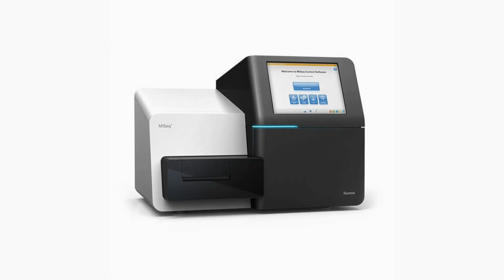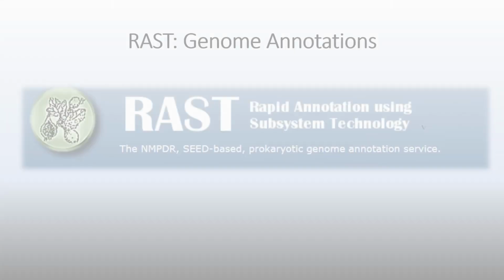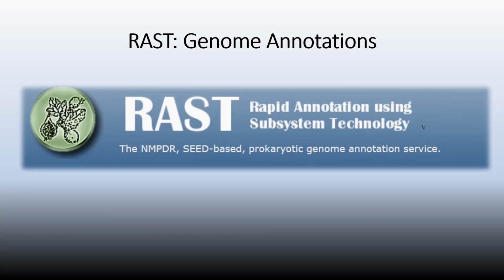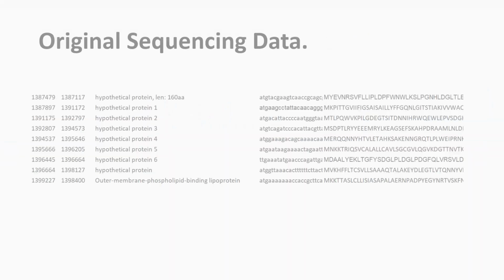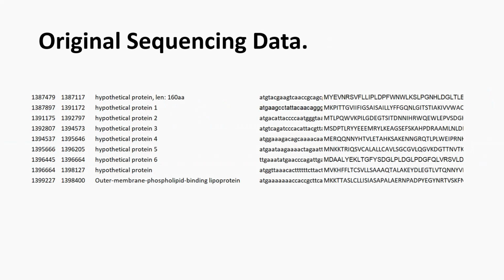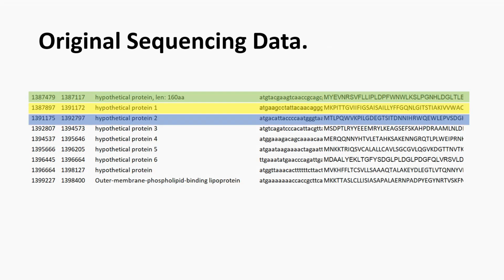The wild-type and transformed isolates were sequenced using an Illumina platform. The sequence data was then uploaded to RAST. The annotations were downloaded in Excel for quick comparisons. In our original data, a flanking gene is shown in green. The gene we want to knock out in yellow. And a downstream flanking gene in blue.